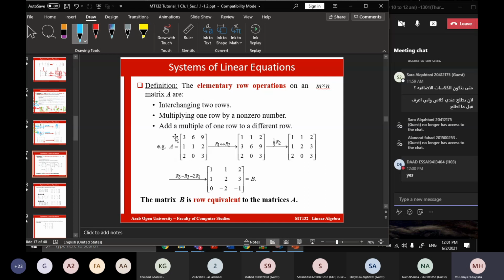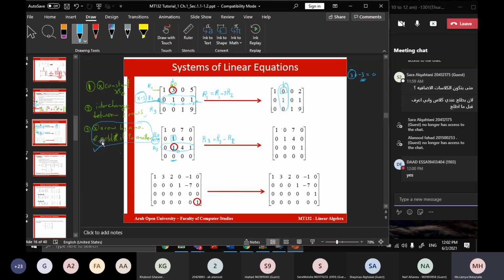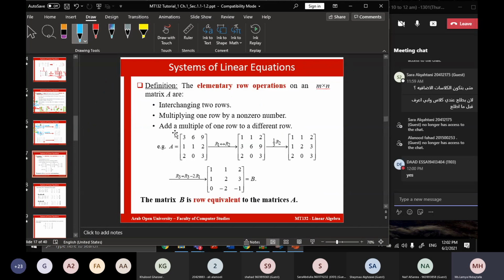Easily, either I can divide over 3. That means multiply times 1 over 3, because we said we can multiply by any non-zero real number, by any constant which is not equal to 0. Right? So I can multiply times 1 over 3. So this is going to be 1 and this is going to be 2, and there are no fractions, and this is 3. Well, the work will be easy.